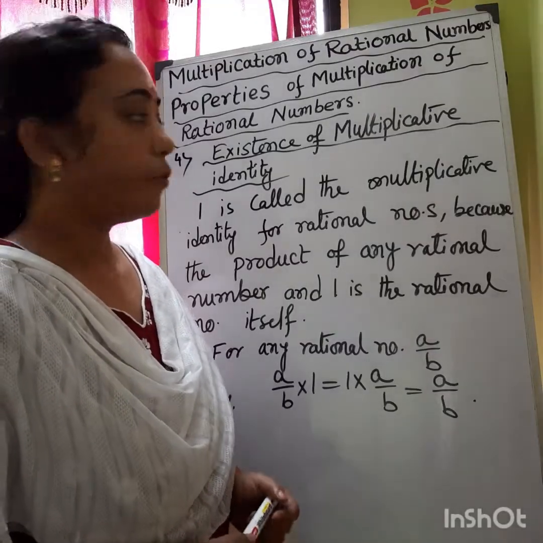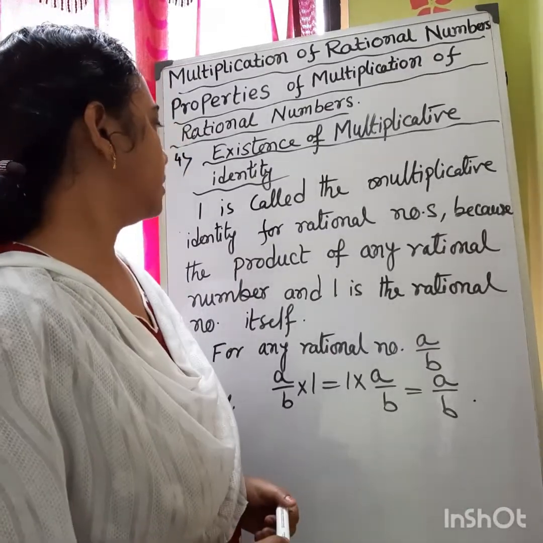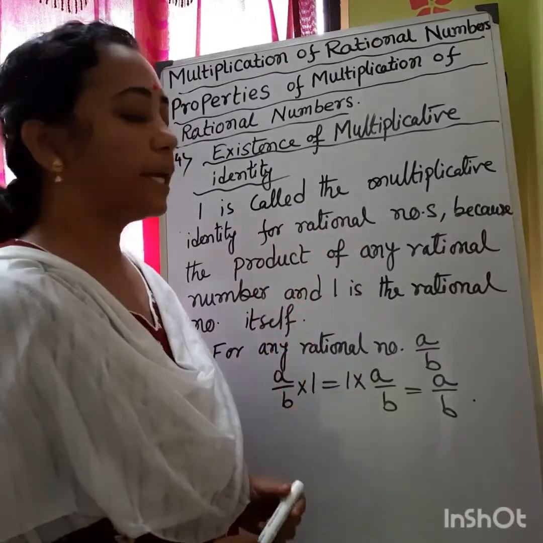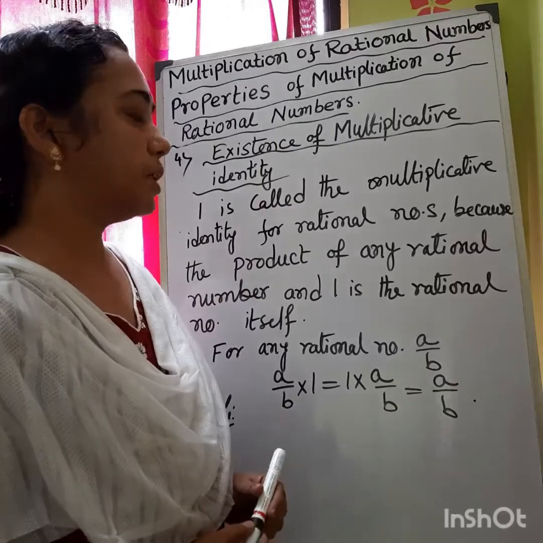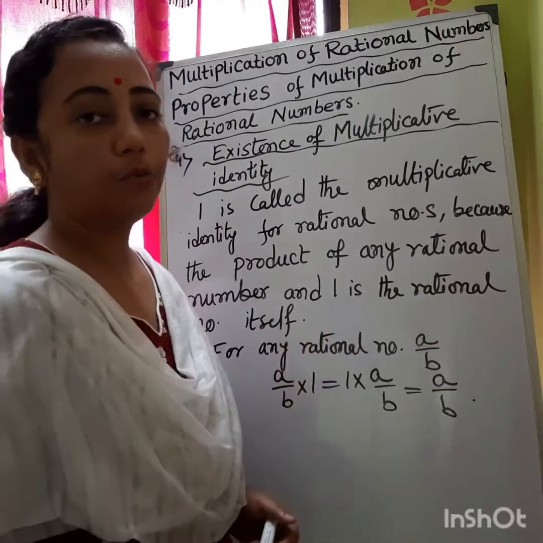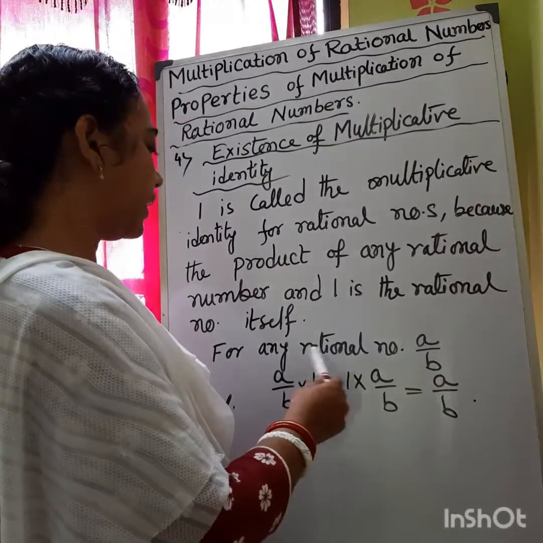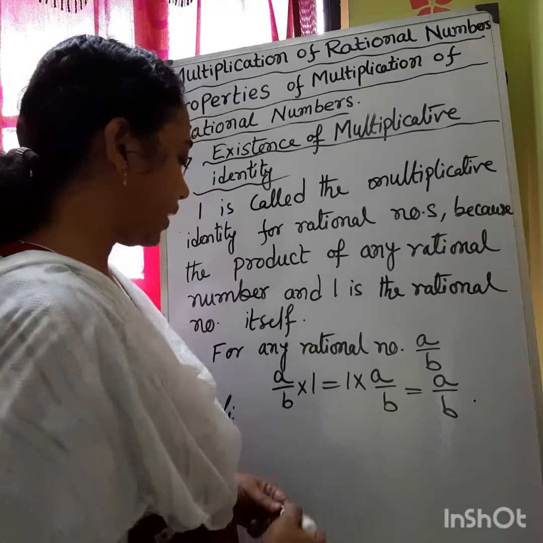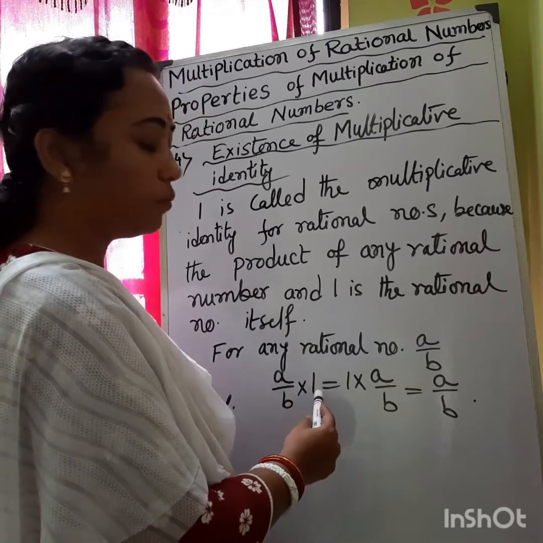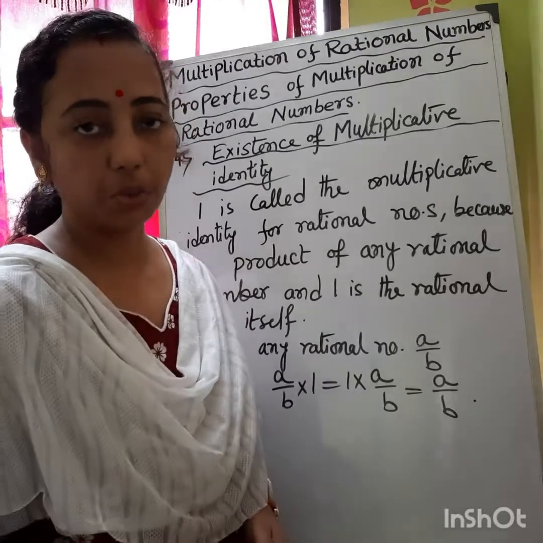Now come to the fourth property, that is existence of multiplicative identity. One is called the multiplicative identity for rational numbers because the product of any rational number and 1 is the rational number itself. For any rational number a by b, we can write a by b multiplied by 1 is equal to 1 multiplied by a by b is equal to a by b.